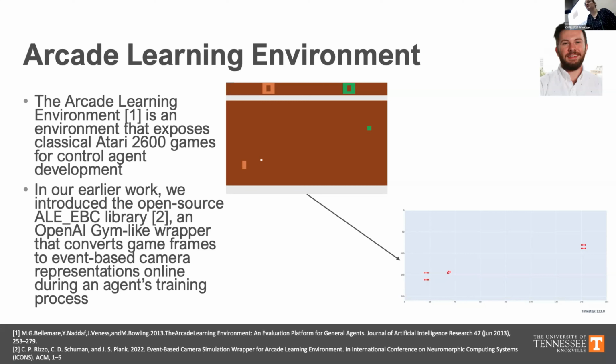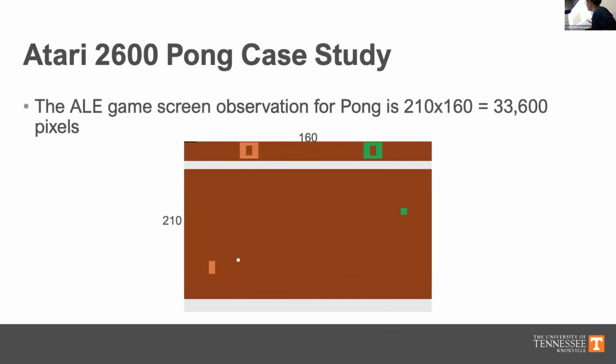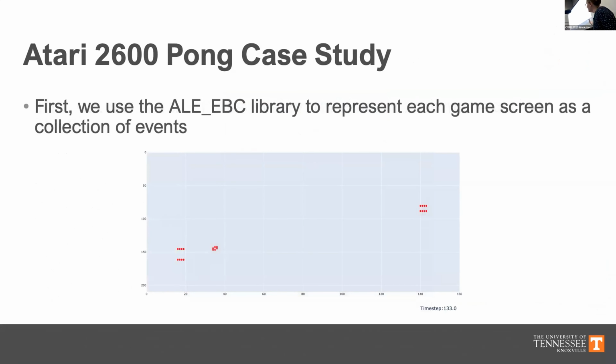This was a good place for us to start in testing these different approaches and to do real-time control using event-based sensing. So we did a case study where we applied this to Pong, and the screen for Pong is 33,600 pixels. We use the ALE, Arcade Learning Environment, EBC library that Charlie developed to represent the game screens as collections of events. There's a paper on this, and the GitHub is freely available, so please check that out if you want to play with it.